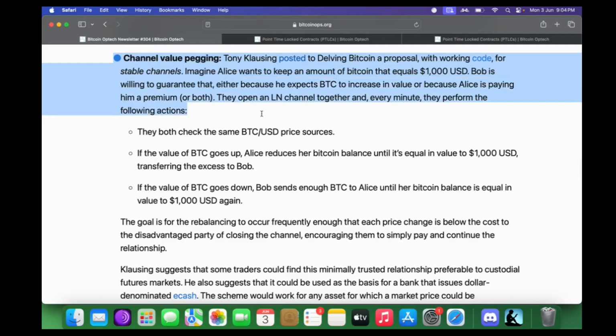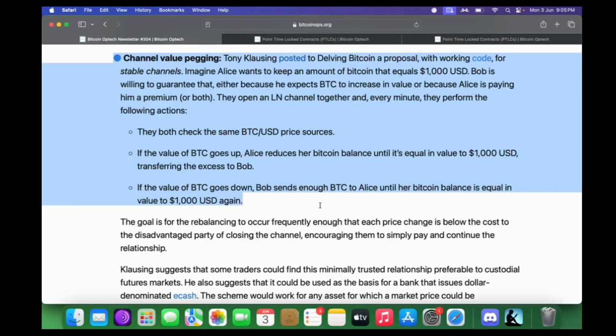So channel value pegging, okay? Tony Clausen posted to Delving Bitcoin a proposal with working code for stable channels. Imagine Alice wants to keep an amount of Bitcoin that equals 1000 USD. Bob is willing to guarantee that either because he expects BTC to increase in value or because Alice is paying him a premium, or both. They opened a Lightning channel together, and every minute they perform the following actions. They both check the same BTC to USD price sources. If the value of BTC goes up, Alice reduces her Bitcoin balance until it's equal in value to 1000 USD, transferring the excess to Bob.